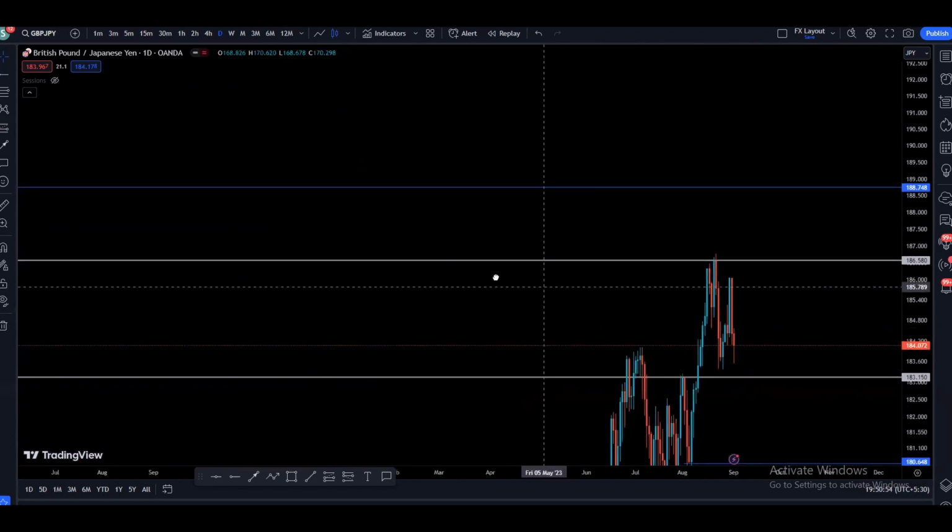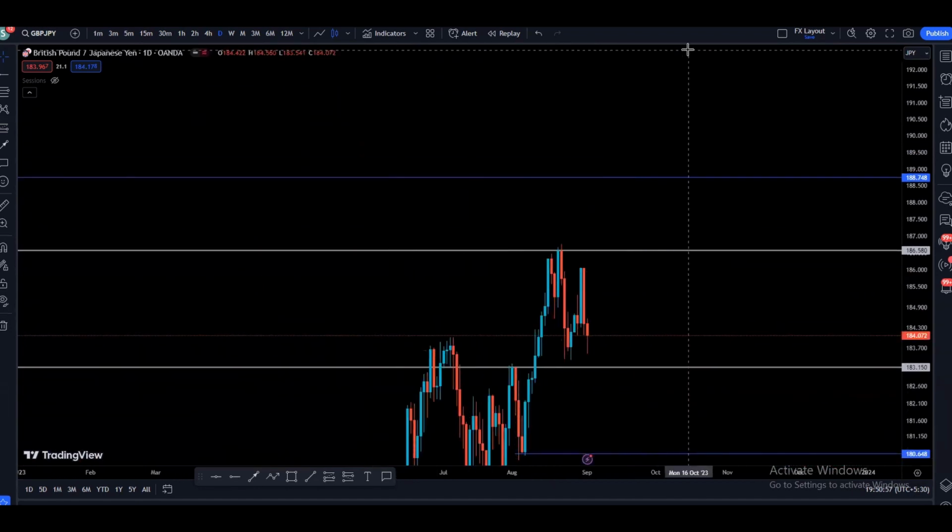Okay, so now if we have a bullish daily candle close above the resistance, basically if we close a daily candle above this resistance, then there is going to be a higher probability for the price to move to the next resistance, which is right here. So that is about the daily time frame.